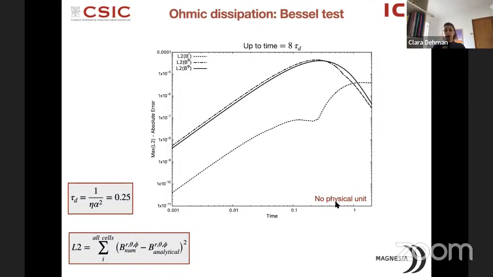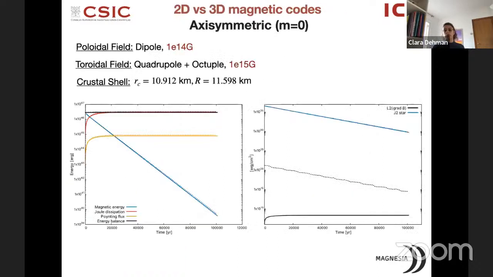And we think that now the ohmic term of our induction equation is properly working and giving the right result. So now we have to move on to study the whole drift term of our induction equation, which is the nonlinear term and the more difficult term to test.